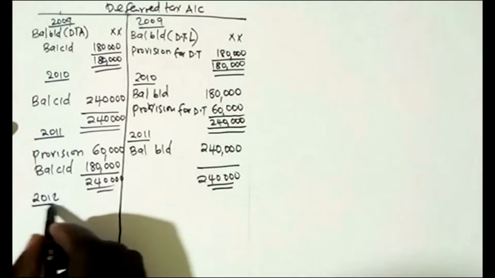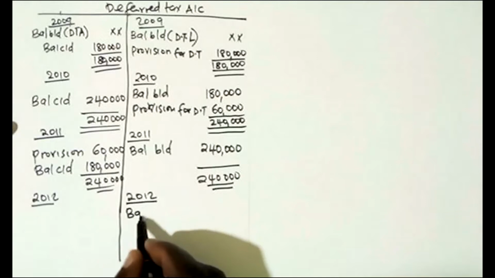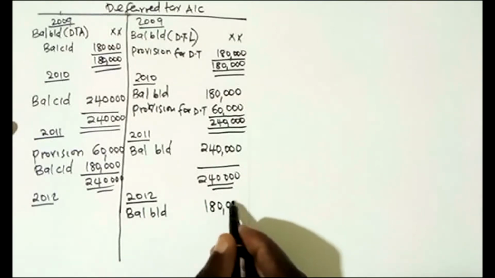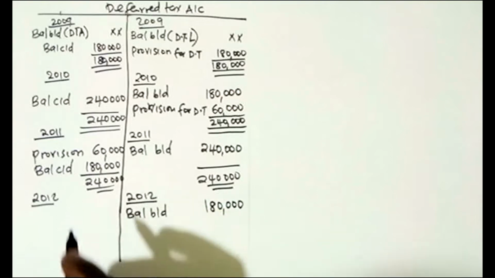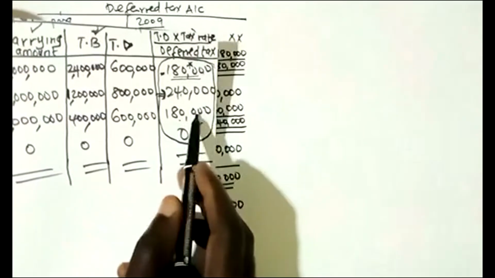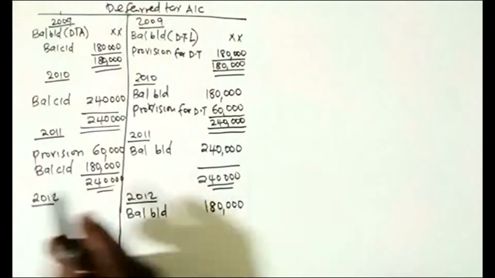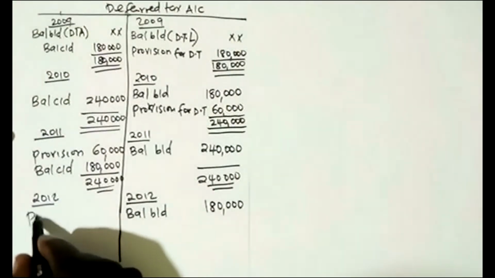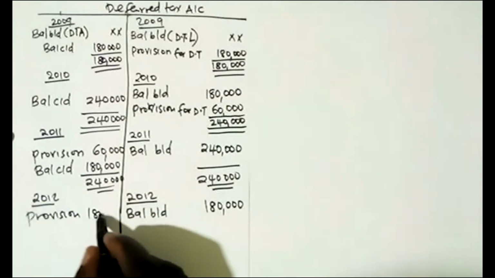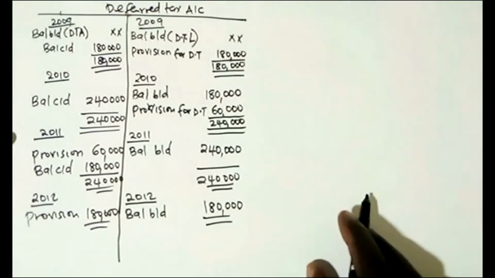Then we have 2012. The balance brought down, which is 180. Then the 180 reduced to 0. The reduction of 180 to 0. So that is why we say the provision, which is a deferred tax income of 180, because it reduced from 180 to 0.